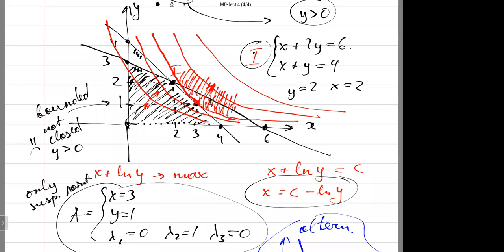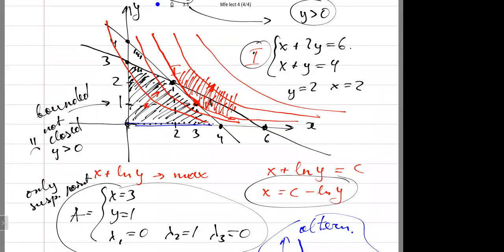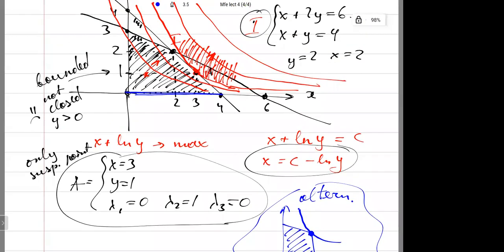Yeah. But if you consider a point like x is 1, y is 0, this point is not in our set, let's call it D. This point is not in D, but this point is on the border of D, yeah? It's a limit point for D. You can approach this point by a sequence of points in D.